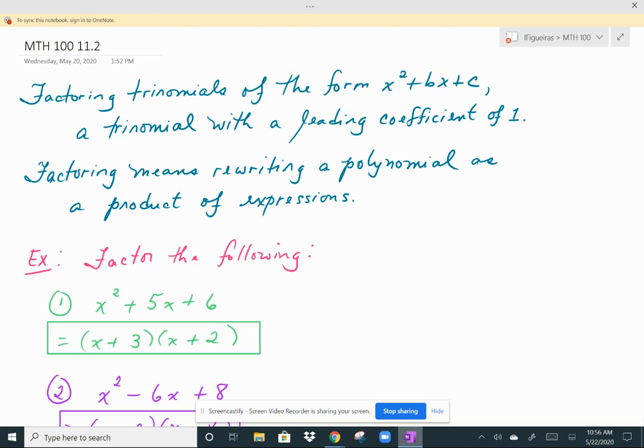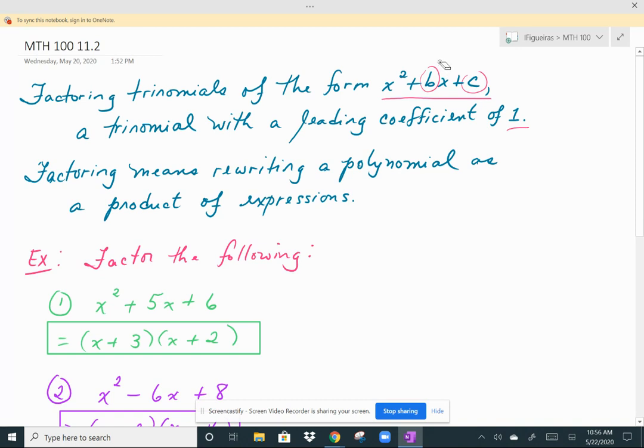Hi, this lesson is about factoring trinomials of the form x squared plus bx plus c. When you have a trinomial in that form, the leading coefficient of the x squared term must be 1. And so basically all of our examples will be trinomials where the leading coefficient is 1. B and C could be any real number. B would be the coefficient of x, and C would be the constant.